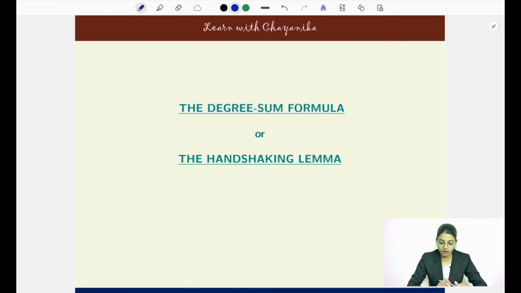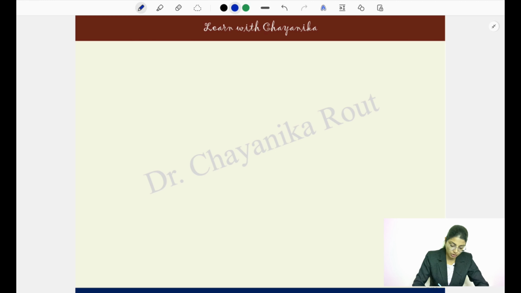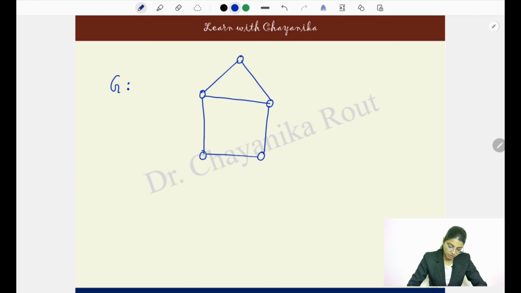is the handshaking lemma, also known as the degree sum formula. So let's see what the degree sum formula is all about. Let me first draw a graph and explain it to you. You can draw any graph you want, be it simple, multi, pseudo, complete, bipartite, any type of graph. Suppose this is my graph G. The vertices are named as A, B, C, D, E and F.